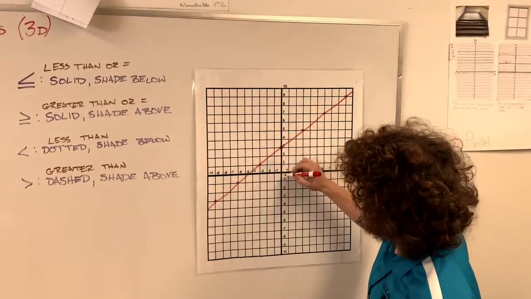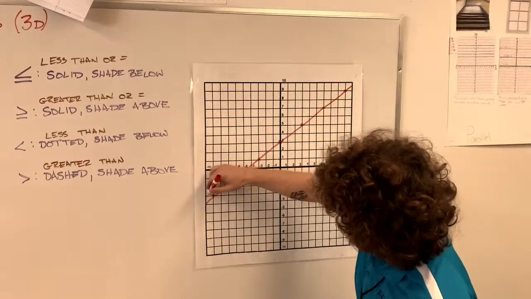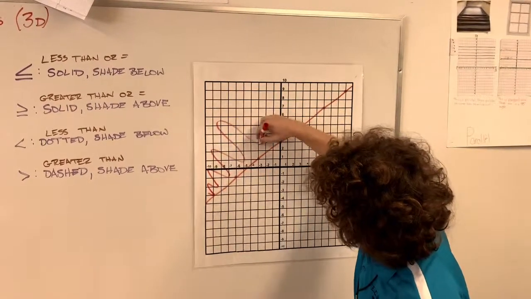Now I must look at shading. Again, it was greater than or equal to. That should be above the line. That would be the top for those trying to keep up.